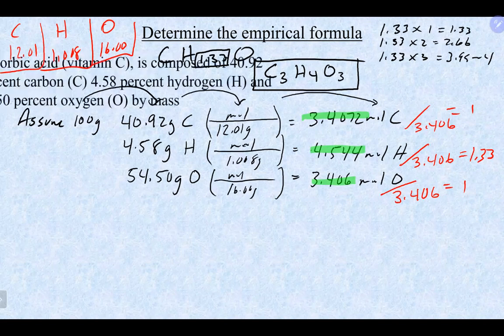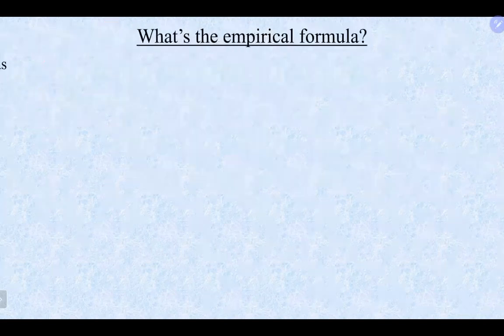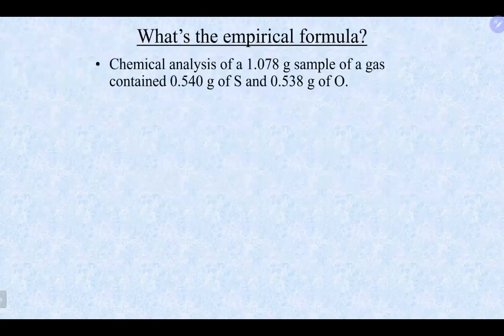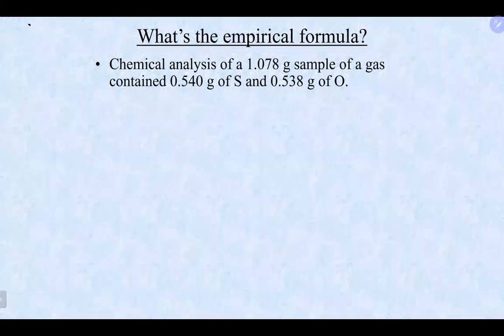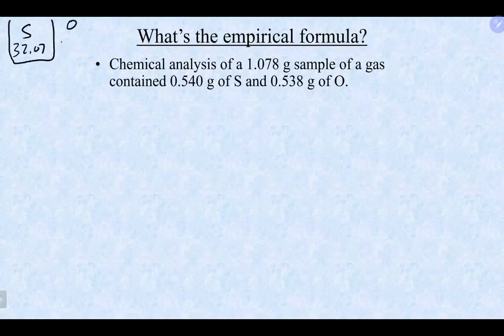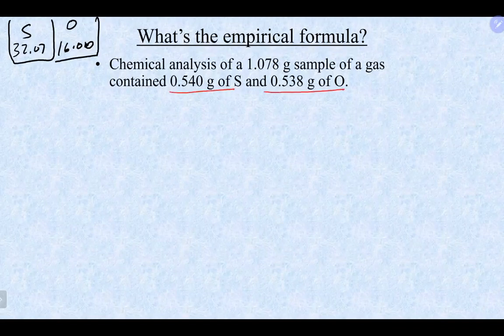Okay, so let's try maybe another one here. What is the empirical formula of a compound that was 1.078 grams total mass, made up of 0.540 grams of sulfur and 0.538 grams of oxygen, sulfur being 32.07 on the periodic table, and our oxygen still being 16. All right, you give us the grams of oxygen.